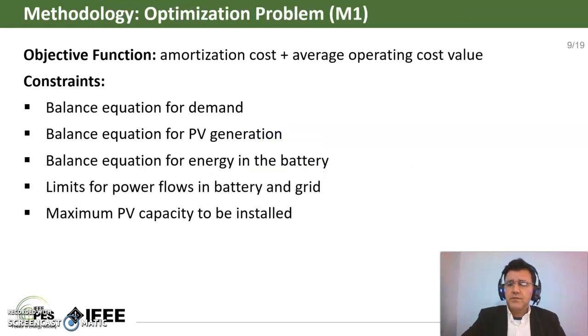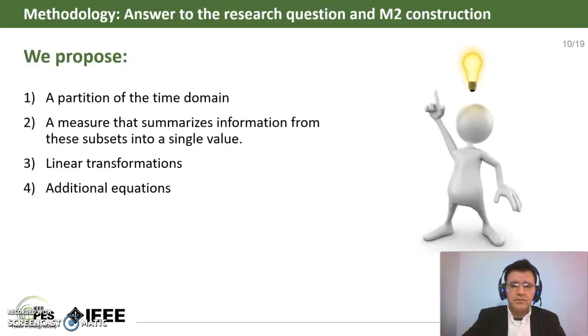The objective function seeks to minimize the amortization cost and the average operating cost value. It is subject to the constraints shown on the slide. In order to answer the research question, we propose to build the M2 model using the following approaches, and this is the contribution of this work.